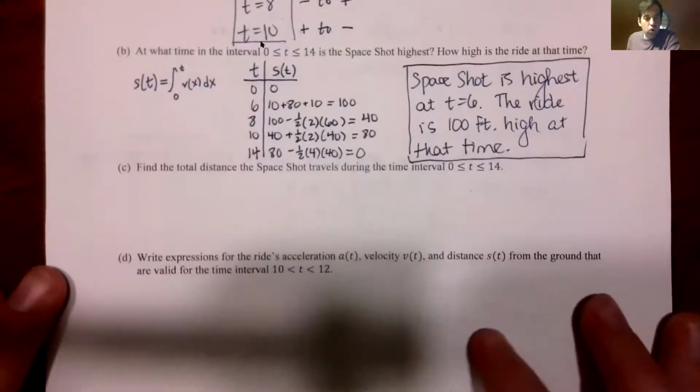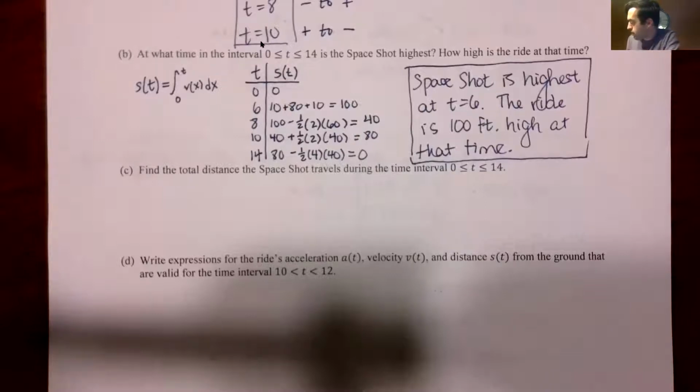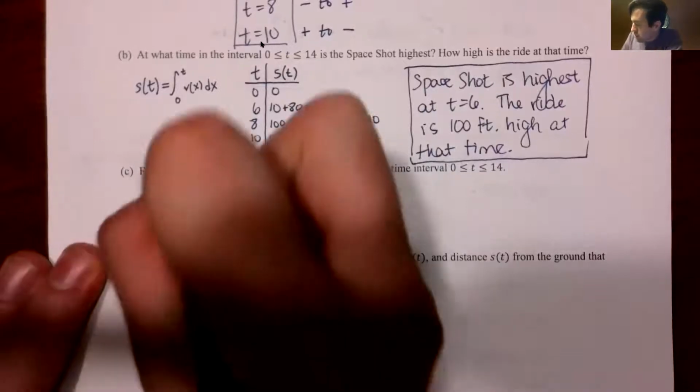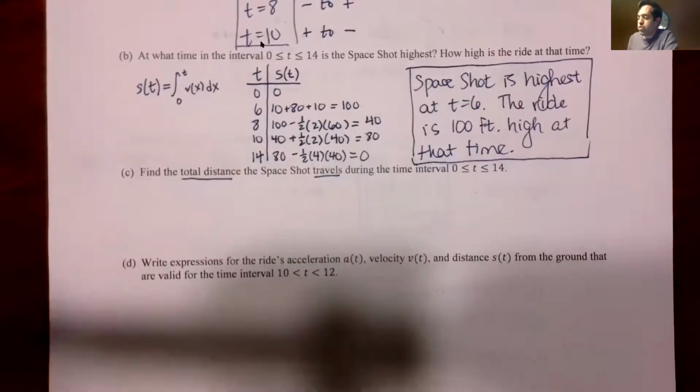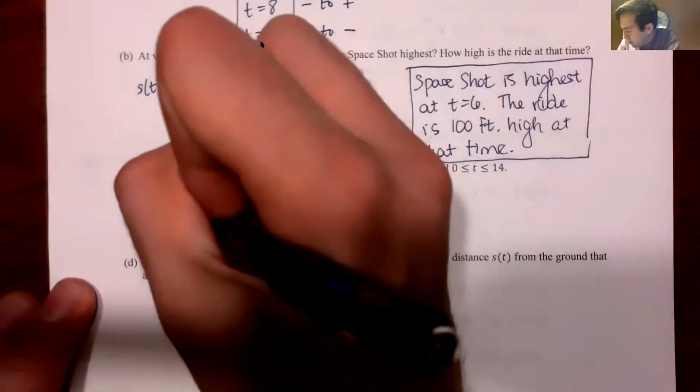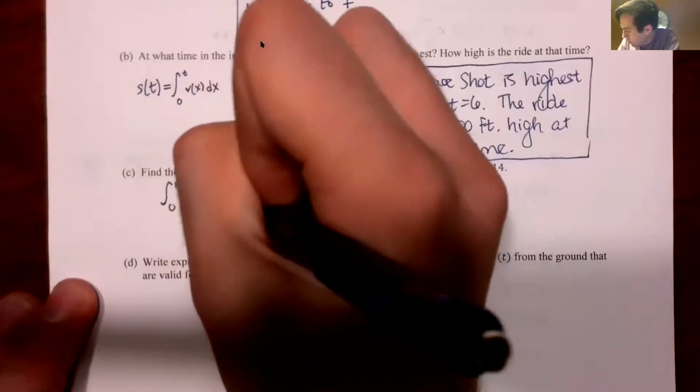Letter C, find the total distance the space shot travels during the time interval from 0 to 14. Okay, so total distance traveled. In order to find the total distance traveled, we're interested in the absolute value of the velocity. In other words, we're taking the integral from 0 to 14 of the absolute value of velocity.